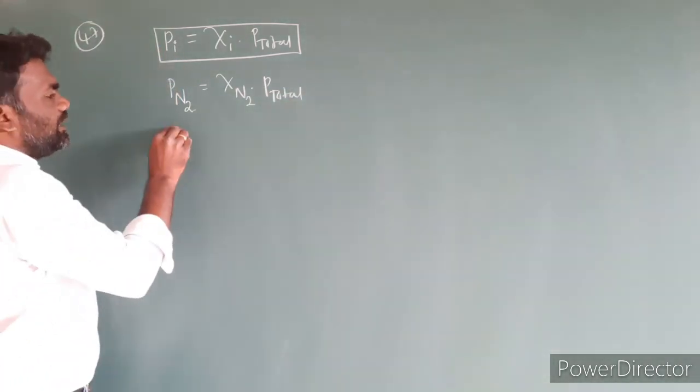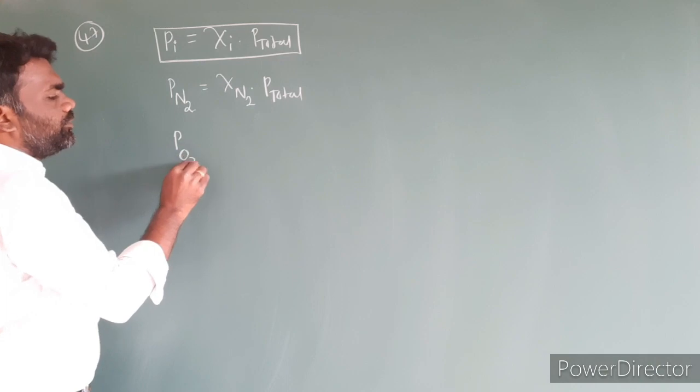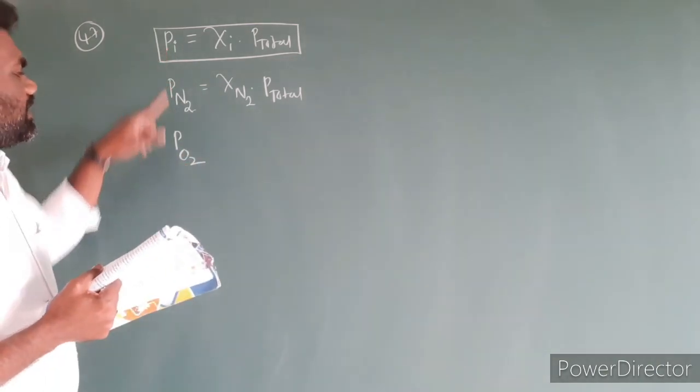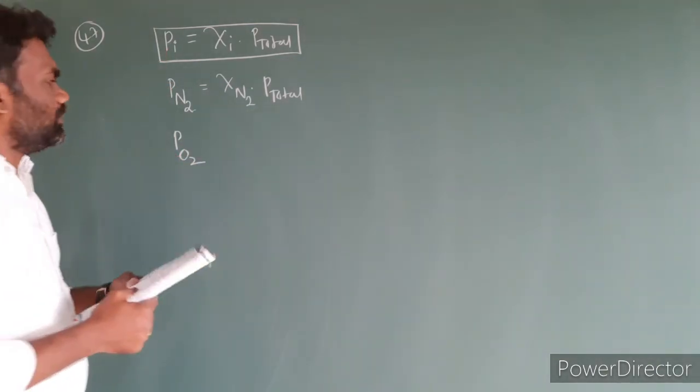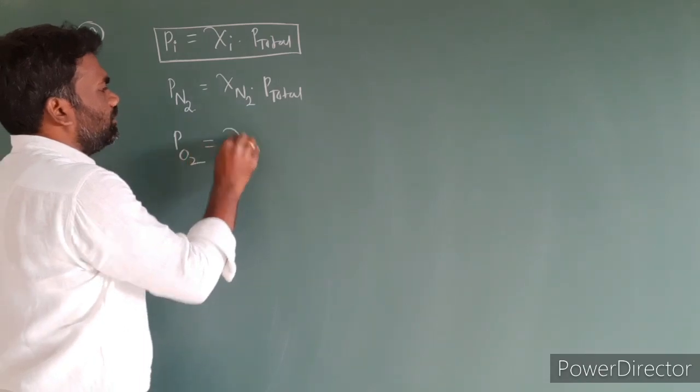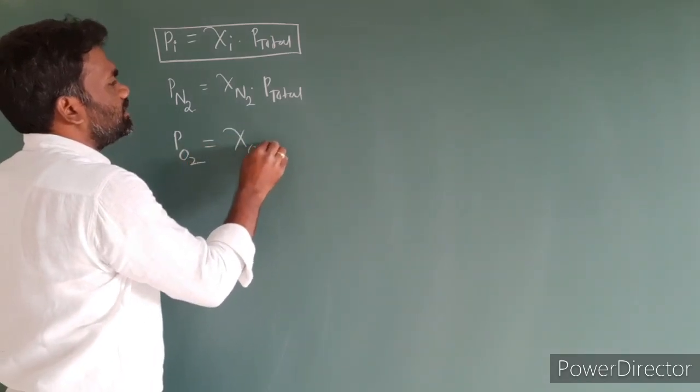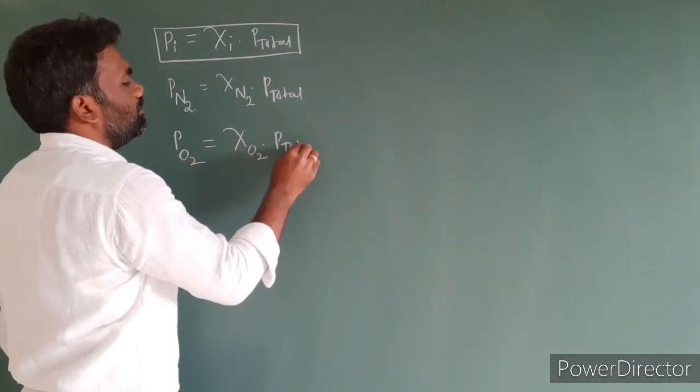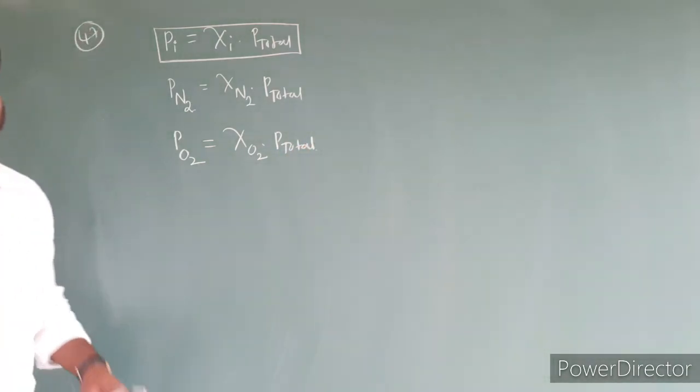Next, the second gas, oxygen, is given. The partial pressure of oxygen: in place of the ith gas, in the second case I am taking oxygen. So the partial pressure of oxygen is equal to the mole fraction of oxygen into P total.